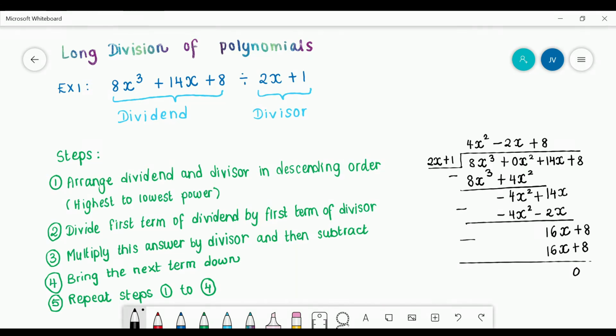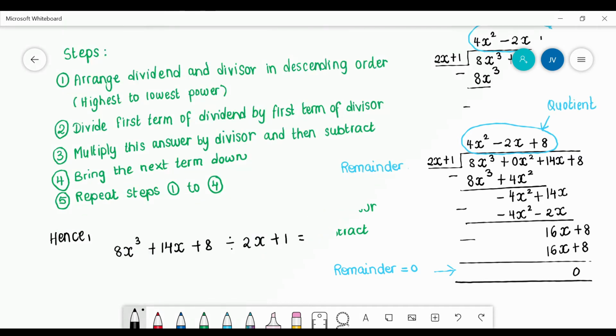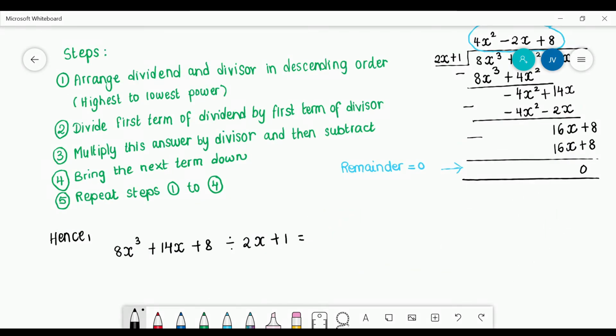So we have divided 8x cubed plus 14x plus 8 by 2x plus 1. We got no remainder, so the remainder is 0. And the quotient is 4x squared minus 2x plus 8. It means that 8x cubed plus 14x plus 8 divided by 2x plus 1 is equal to 4x squared minus 2x plus 8.